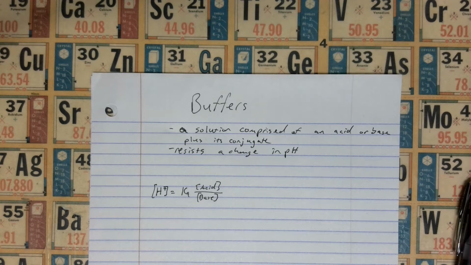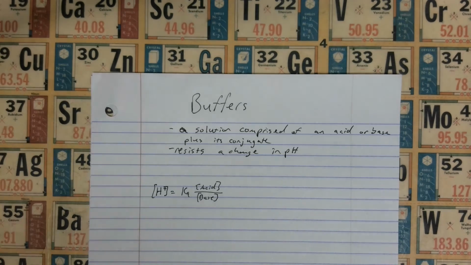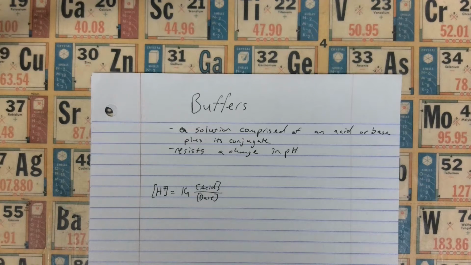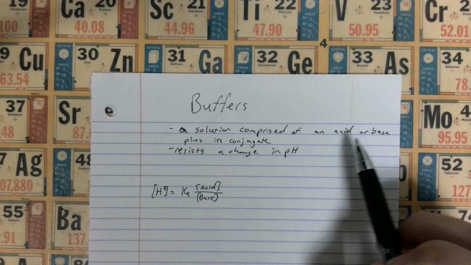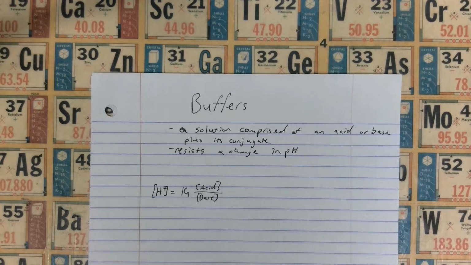All right, so today we're going to get into buffers. Buffers are a big thing in acids and bases. Big concept. A buffer is a solution comprised of an acid or base plus its conjugate base or acid, depending on which. If it's an acid, it'd be the conjugate base of the acid, or if it's a base, it'd be the conjugate acid of the base.